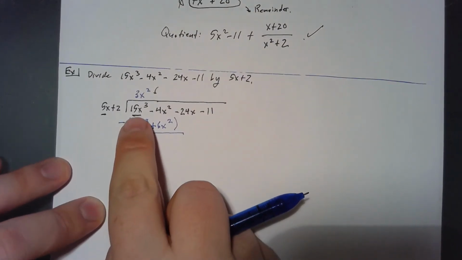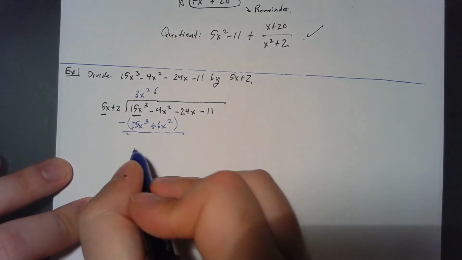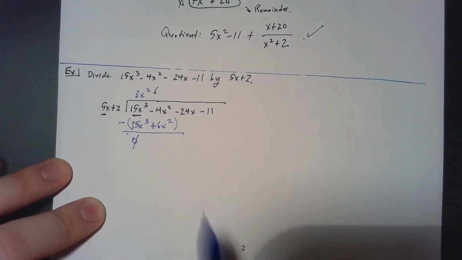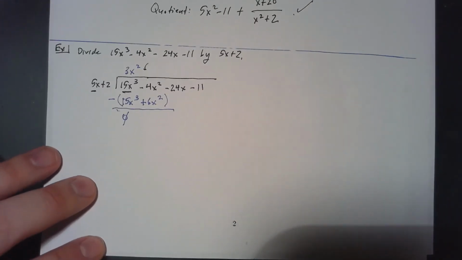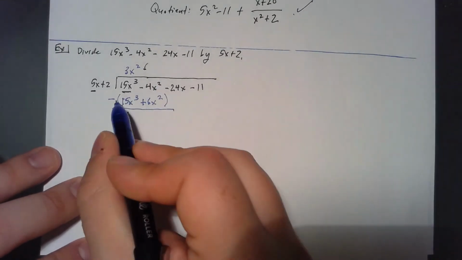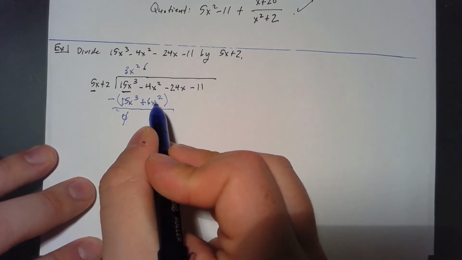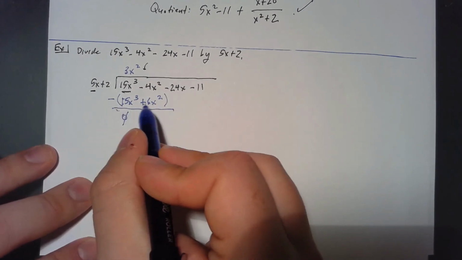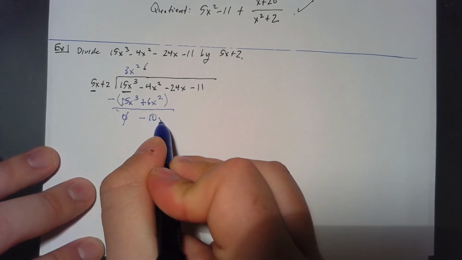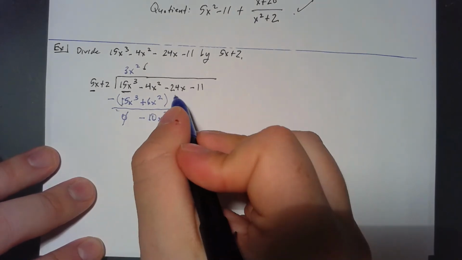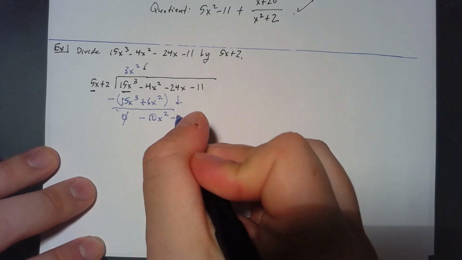This first term is 0. 15x cubed minus 15x cubed, that's 0. I put a little fancy 0. That's just me. That means I'm doing it all right. Negative 4x squared minus positive 6x squared. So you distribute the negative. It makes it negative 6x squared. That becomes negative 10x squared. Bring down the negative 24x.